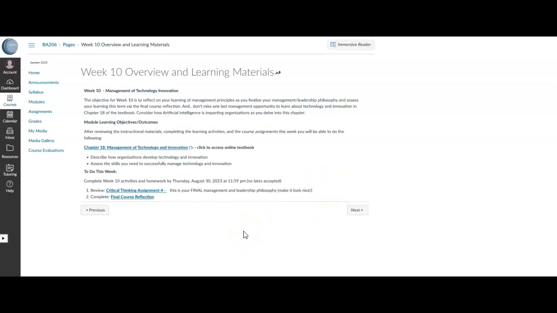This is, again, we're having weeks 9 and 10 released at this time, so you have plenty of time to get activities completed. You will go ahead and take a look at the Management of Technology and Innovation. That's Chapter 18. That's our last chapter. There's no quiz, but you do have reminders to complete your final management and leadership philosophy and your course reflection, and those are provided here to you.